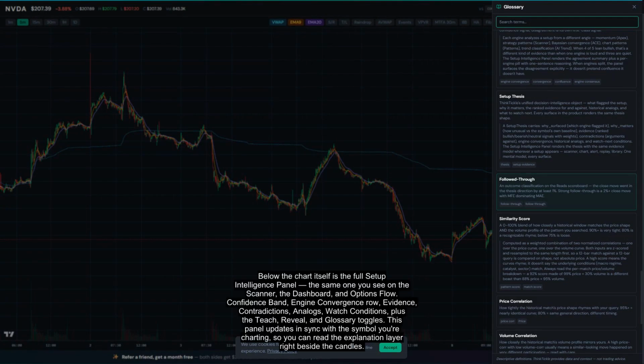Below the chart itself is the full setup intelligence panel, the same one you see on the scanner, the dashboard, and options flow. Confidence band, engine convergence row, evidence, contradictions, analogs, watch conditions, plus the teach, reveal, and glossary toggles. This panel updates in sync with the symbol you're charting, so you can read the explanation layer right beside the candles.